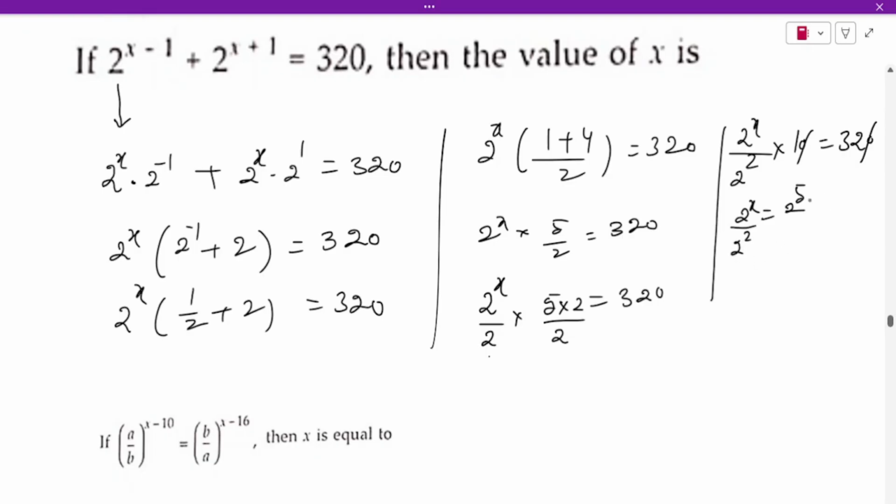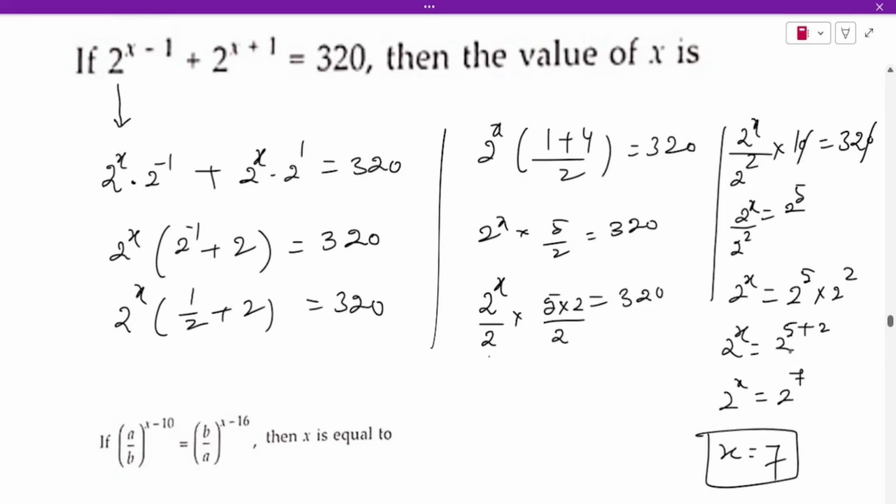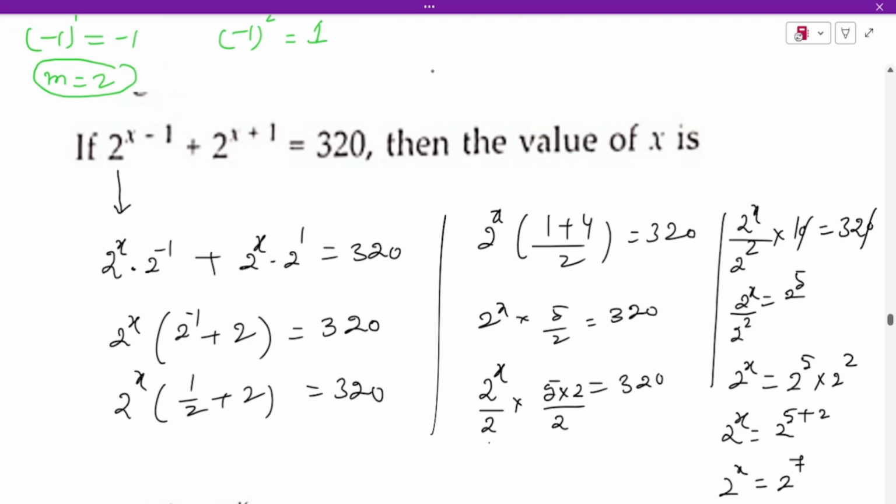If we go for cross multiplication, we end up with 2 power x is equal to 2 power 5 times 2 power 2. The base is the same and there is multiplication here, so we can add the powers. So 2 power x is equal to 2 power 7, base is same, means x is equal to 7. So the answer for this question is, the value of x is 7.